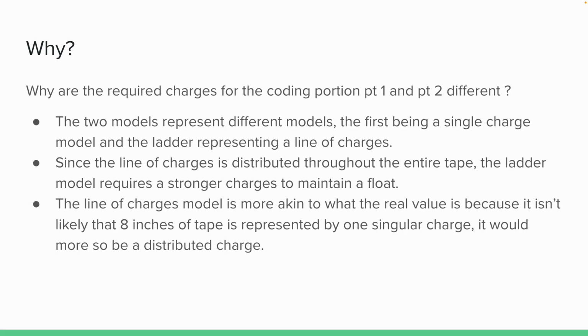Why are the required charges for the coding portion part 1 and part 2 different? The two represent different models, the first one being a single charge model and the latter representing a line of charges. Since the line of charges is distributed throughout the entire tape, the latter model requires a stronger charge to maintain float. The line of charges model is more akin to the real value because it isn't likely that the 8 inches of tape is represented by one singular charge. It would more so be a distributed charge.